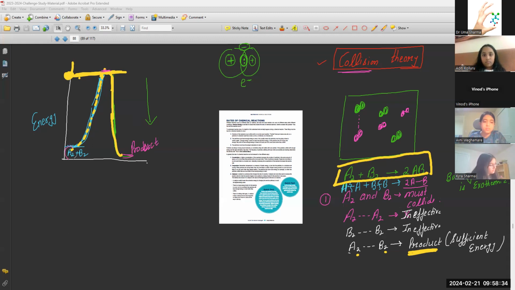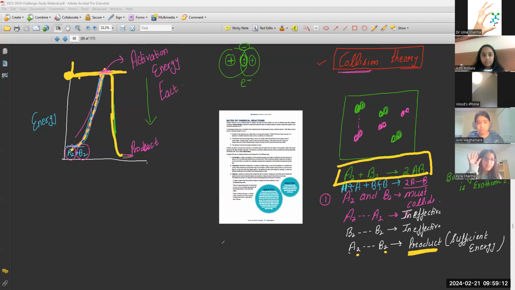So A2 and B2 must collide and must have this much energy. And once they are on the top of the hill, bonds are broken. And then new bonds will start forming and the product is formed. You know, children, what is it called? Activation energy. It is activation energy, which you can write like this, EACT.